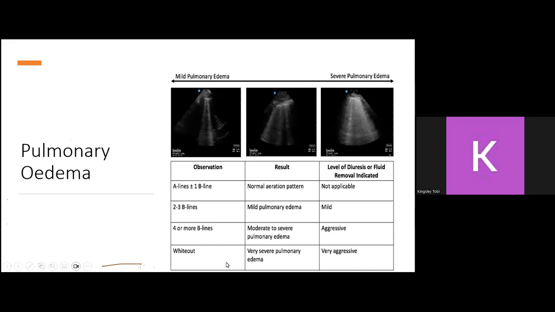But when you have a complete whiteout, where there are no A lines and the B lines have obliterated the A lines, you are in very severe pulmonary edema, and your patient will require aggressive diuretic therapy. Sometimes you may end up giving this patient dialysis.